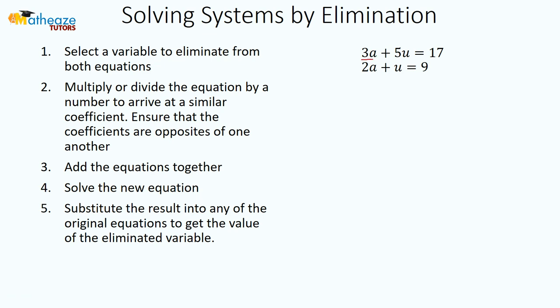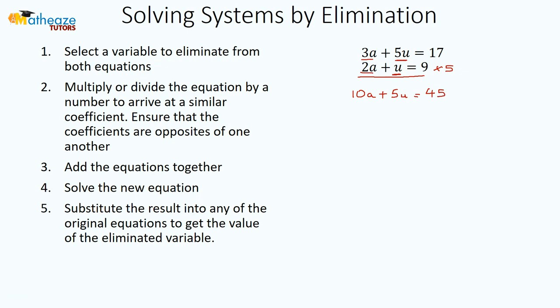So we have 3a and 2a here. We have 5u and u here. So it's easier for me to convert u to 5u than deal with 3 and 2. So what I'm going to do here is I want to make this u right here 5u. So I'm just going to multiply u by 5. So because I multiply u by 5 to get to 5u, I'm going to multiply the whole equation by 5. So I'm going to multiply this by 5. It's going to give me 10a plus 5u equal to 45.